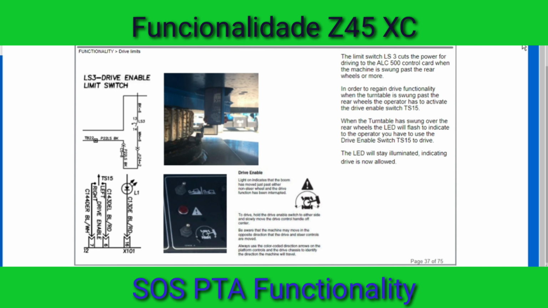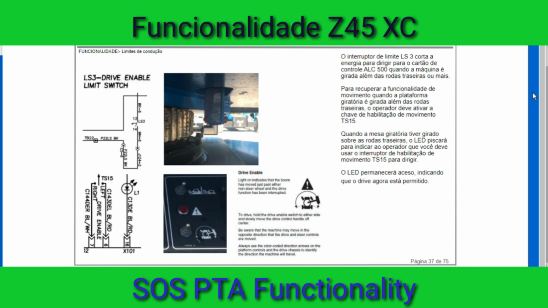The limit switch LS3 cuts the power for driving to the ALC500 control card when the machine is swung past the rear wheels or more. In order to regain drive functionality when the turntable is swung past the rear wheels, the operator has to activate the drive enable switch, toggle switch 15. When the turntable has swung over the rear wheels, the LED will flash to indicate to the operator you have to use the drive enable switch to drive. When activated, the LED will light constant, indicating drive is allowed.